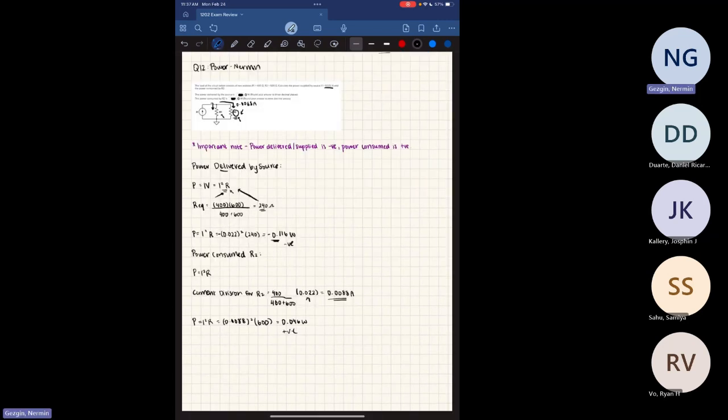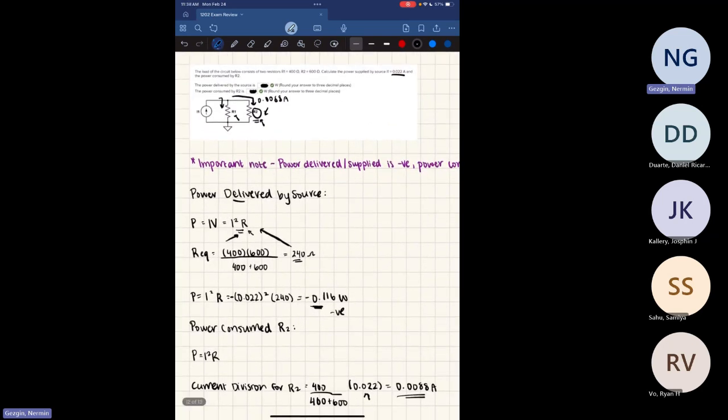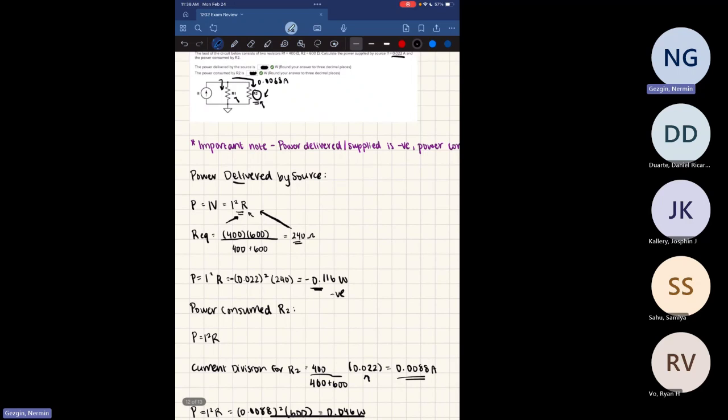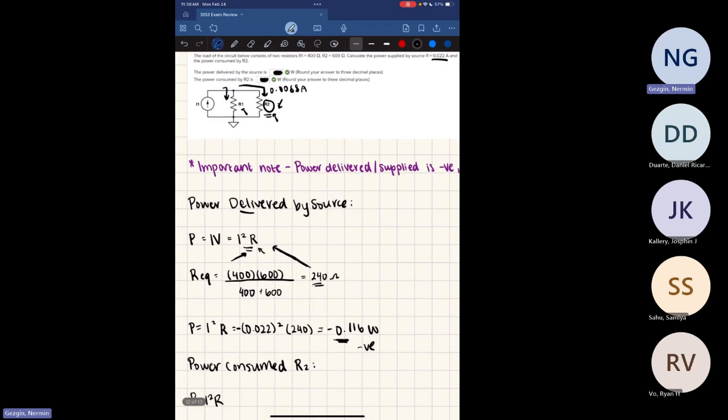Okay, any questions? Why is the numerator 400 and not 600? Okay, so remember we're looking for the current going through R2. When we're doing current division, the value we put on the numerator is the value of the resistor that we don't want. So it's kind of like the opposite of voltage division. In voltage division, if we were looking for the voltage across R2, then we would put R2 in the numerator. But in this case, because it's current division, we put R1 on top.